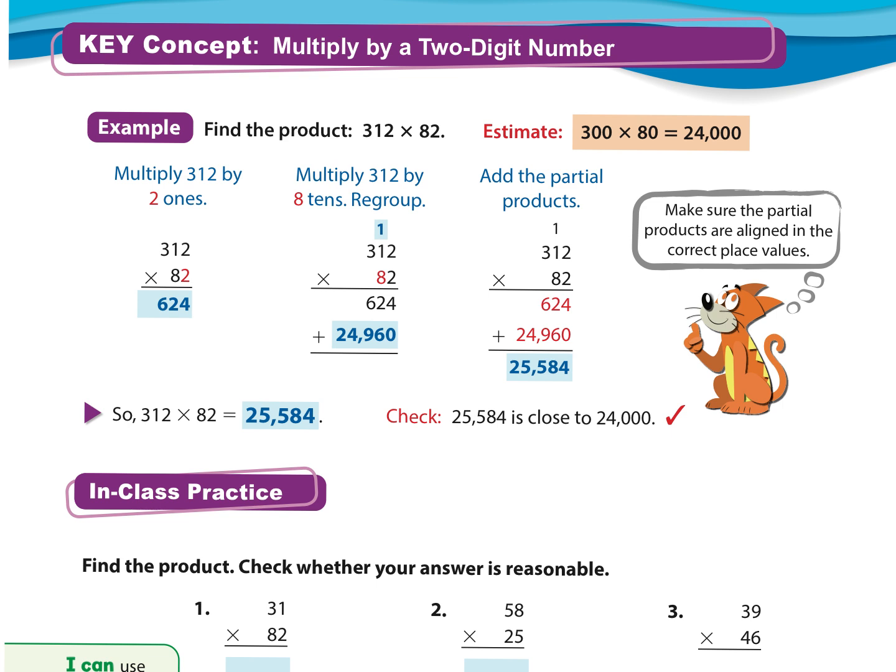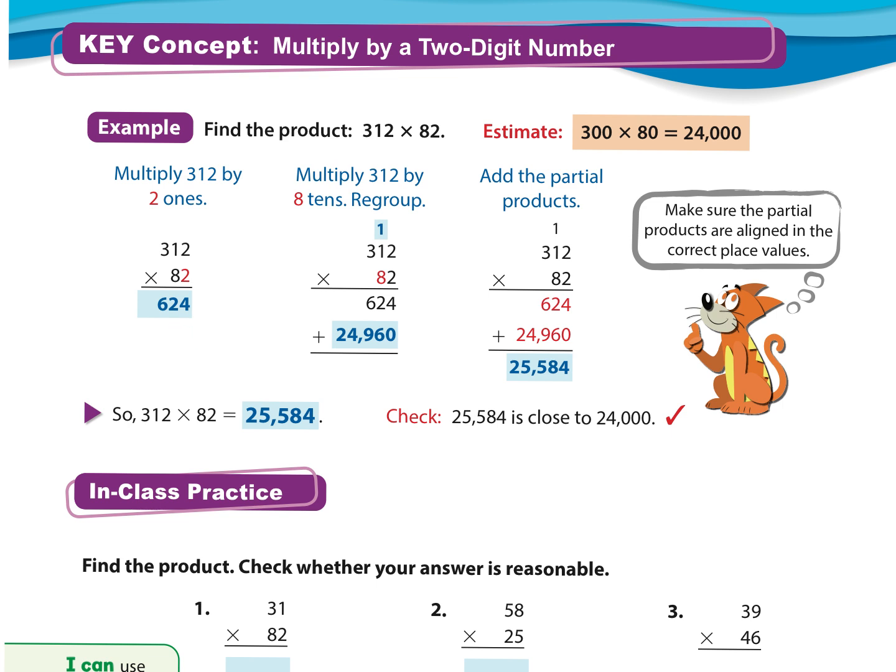So what I'm going to do is multiply my ones digit by all of the top numbers. That's what they did right here in this first step. They took the 2, see how it's highlighted red? And they did 2 times 2 to get 4. Then 2 times 1 to get 2. And then 2 times 3 to get 6. So this is my first partial product. Everybody with me so far?